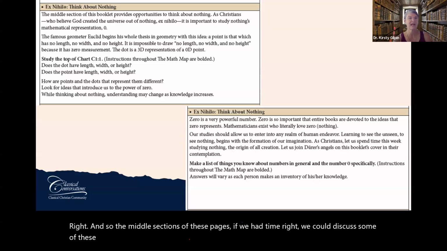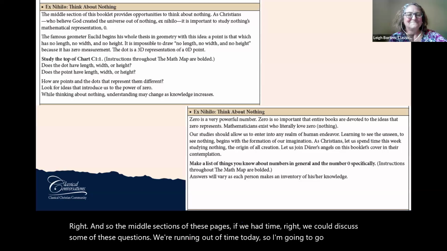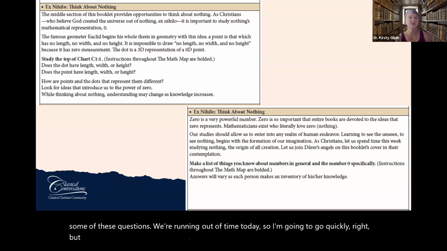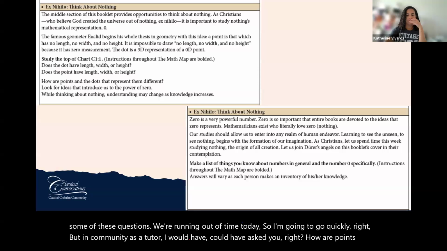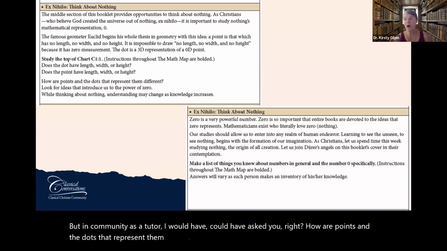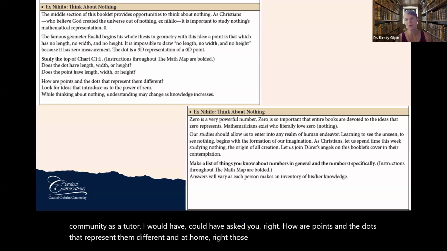We're running out of time today, so I'm going to go quickly. But in community, as a tutor, I could have asked you how are points and the dots that represent them different? And at home, those are some things that you can work on.